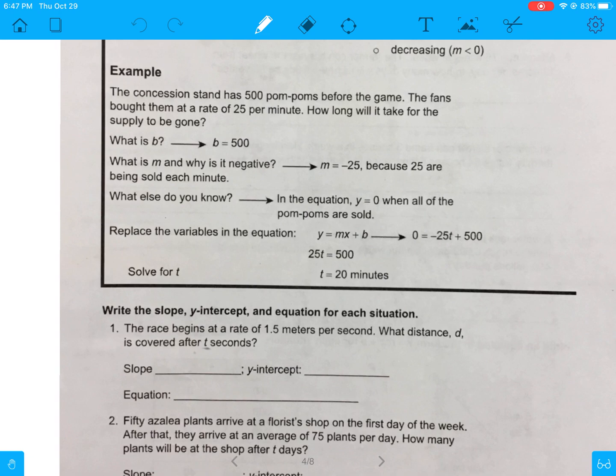So the race begins at a rate of 1.5 meters per second. That's going to be your slope, because you see it's going to be per second, with x being your second. So slope is going to be 1.5. Your y-intercept is going to be 0. They don't have anything there. So it's going to be y equals mx plus b. Your b is 0, and your slope is 1.5.